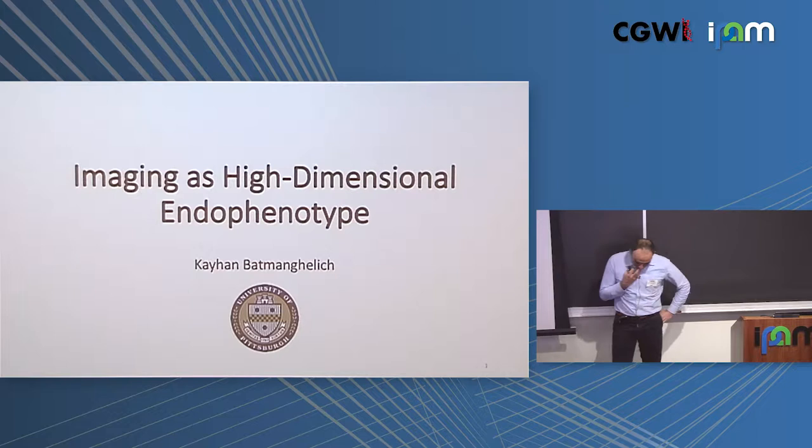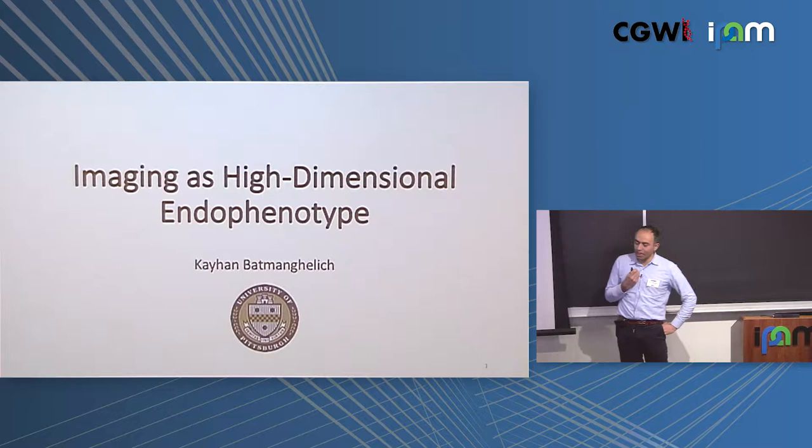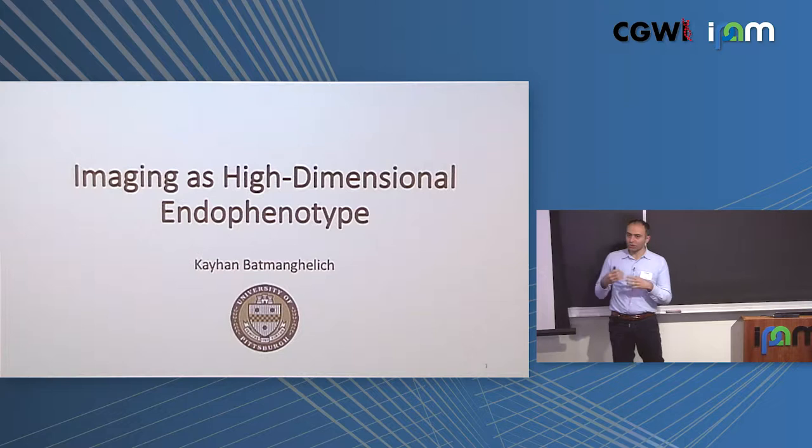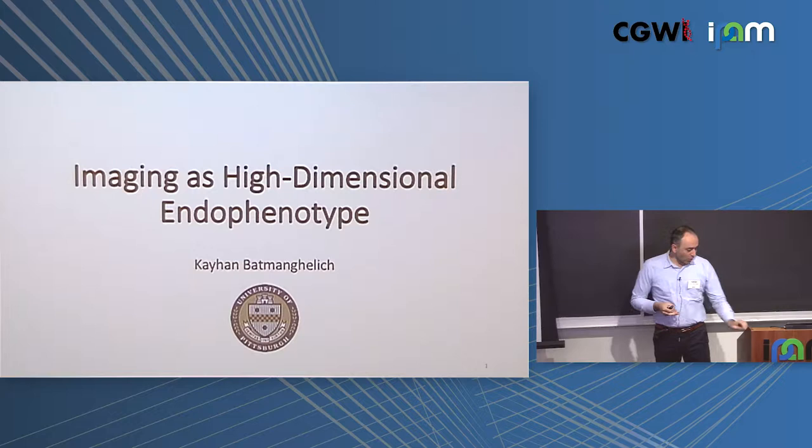So I'm going to talk about using imaging as a high-dimensional intermediate phenotype, or endophenotype, as it's called in the community, to understand the underlying causes of the disease. Early on in the talk, I hope to motivate why we care about this problem. Later, I'm going to introduce some of the notions we have in genome-wide association for high-dimensional phenotypes, and then at the end we'll talk about part of my research that is in line with that introduction. So let's get started.